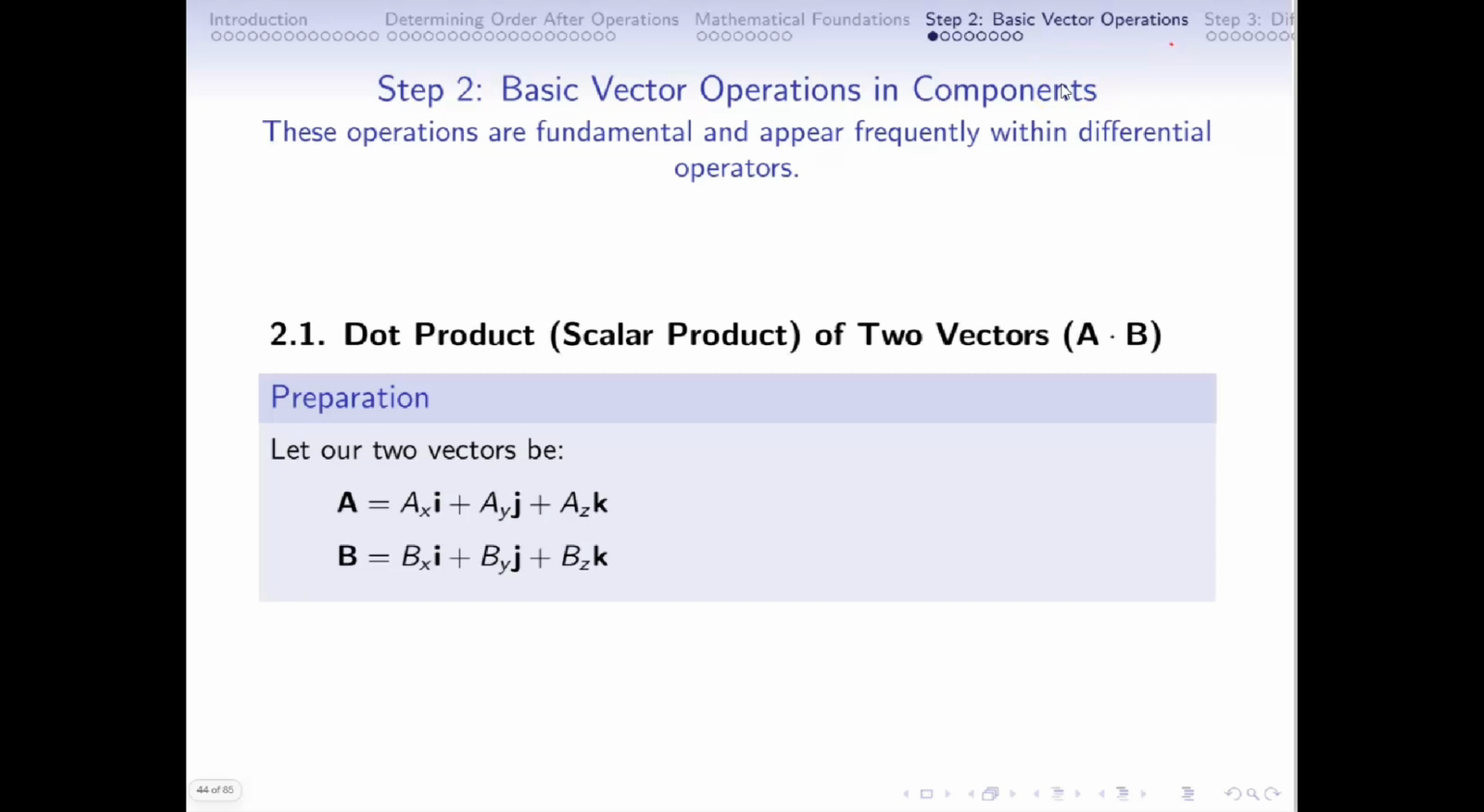Today I am going to discuss the dot product. Let's begin with the dot product. This operation takes two vectors and gives you a single number, or a scalar. To calculate it, we first define our two vectors here. Vector A is AxI plus AyJ plus AzK. Another vector B is equal to Bxi plus Byj plus Bzk.